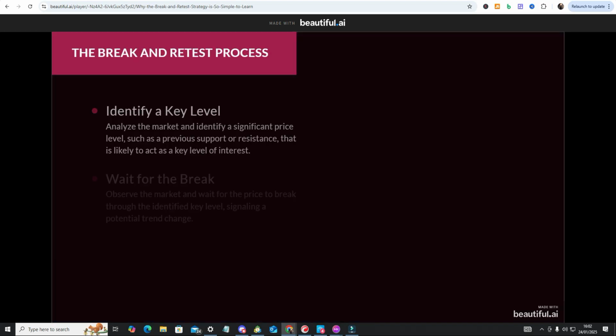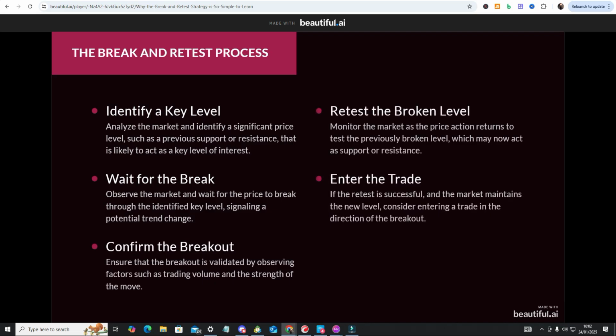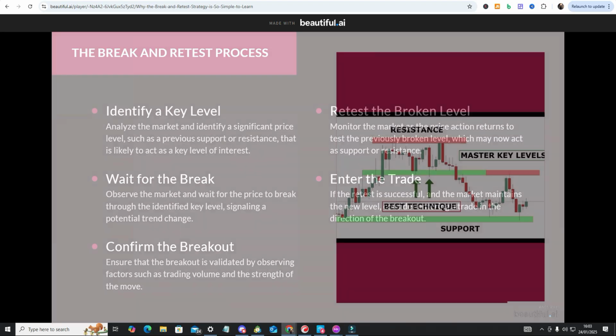Now, obviously, I'll be showing how you can draw the zones, but there are so many ways people draw them. I'll be showing how you can use them if you're a beginner, or if you've got experience as well. But again, it's just identifying the key level, a zone. You wait for the break, and then you confirm the breakout. Then you wait for price to come back to that key level or zone. Then you see if it's a valid retest, and then you enter the trade.